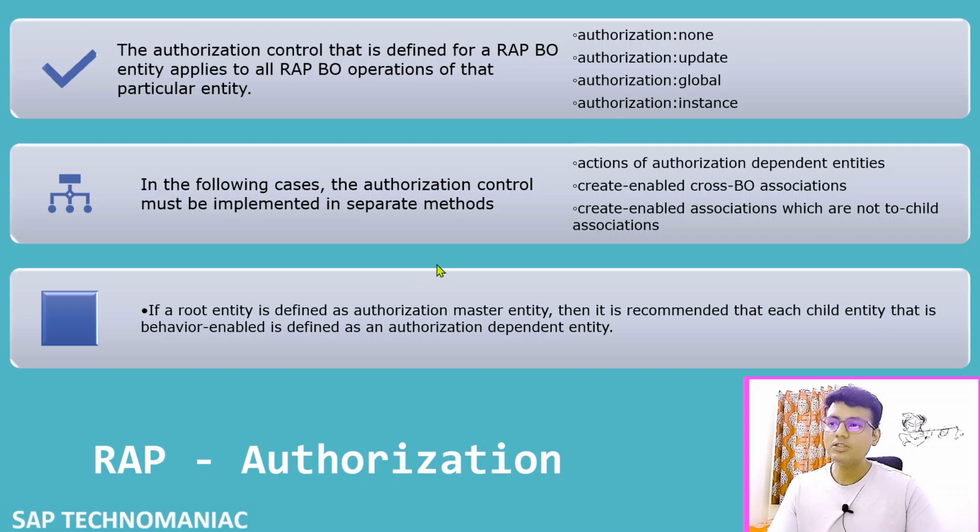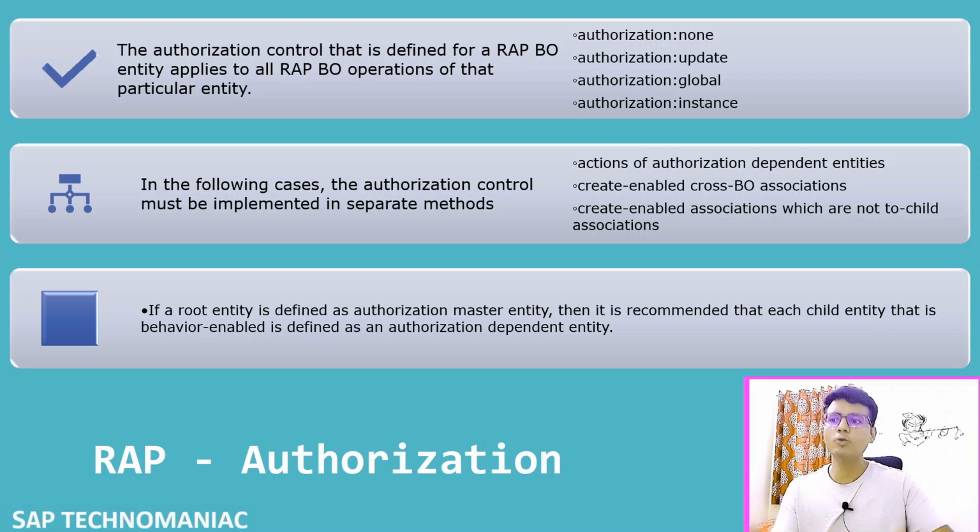But the last most important thing: if a root entity is defined as an authorization master entity, then it is recommended that each child entity that is behavior enabled is defined as an authorization dependent entity. For example, you have a root entity and behavior enabled means you are doing create by association, or update, or read by association. In that case you must define those child entities as authorization dependent by parent.